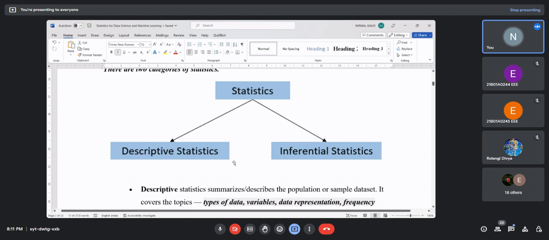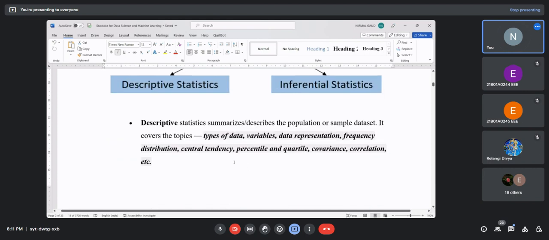So in statistics, I have descriptive and inferential statistics. Two types of statistics are there. Descriptive statistics summarizes or describes the population or sample data set. That means it gives a summary of my population, of my data. That's called descriptive statistics. It covers the type of data, variables, data representation, frequency distribution, measures of central tendency, percentile, quartile, covariance, correlation. That's everything I need to give.